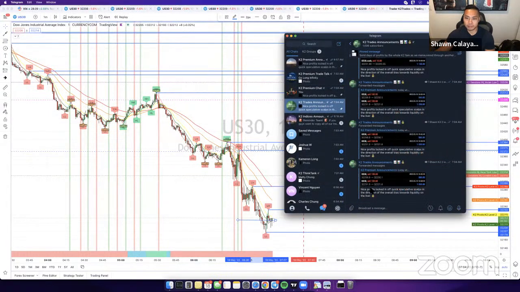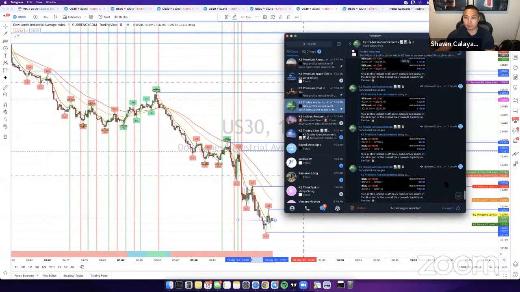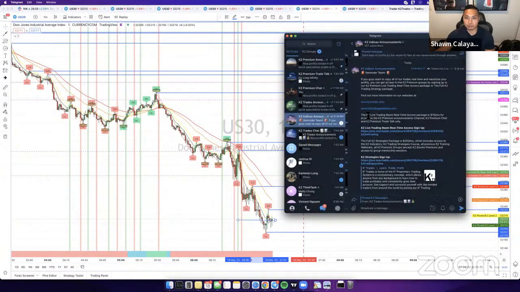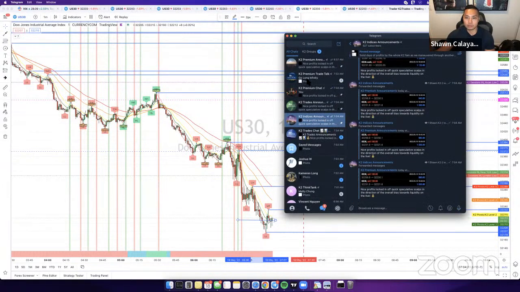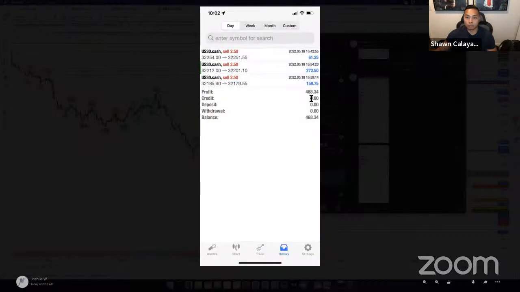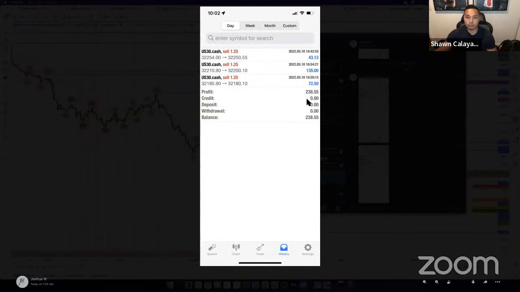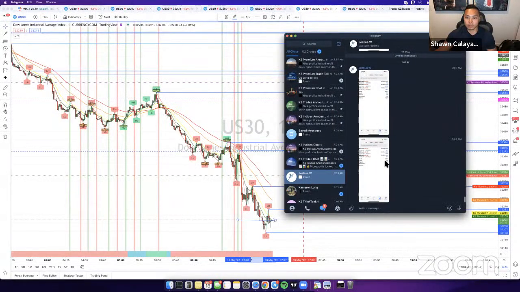All right, but there hasn't been any official trades, guys. Just FYI, if you guys are wondering if there's any official trades yet, there isn't any. The breakout wasn't one that I would have taken, so just waiting off those. But other than that, we have Joshua over here. His first account, he's up 468. Nice work, Joshua. His second account, he's up 238 on this one. So all wins, no losses here.